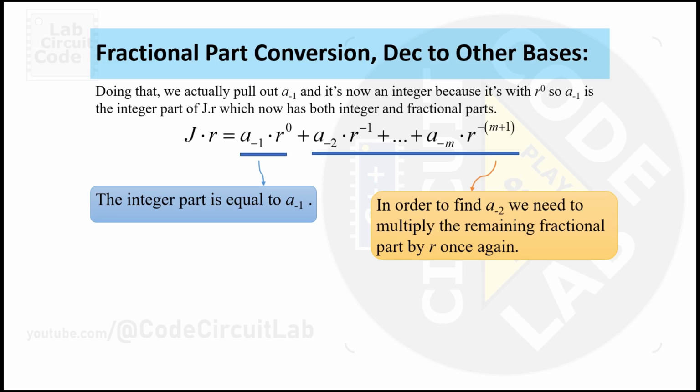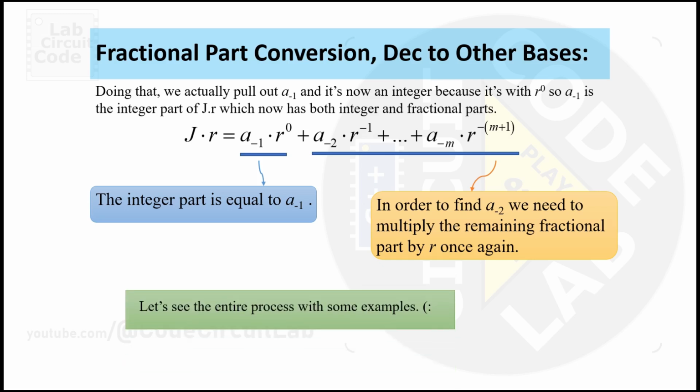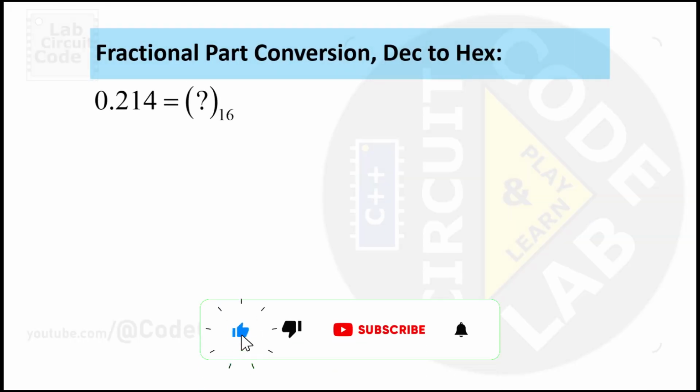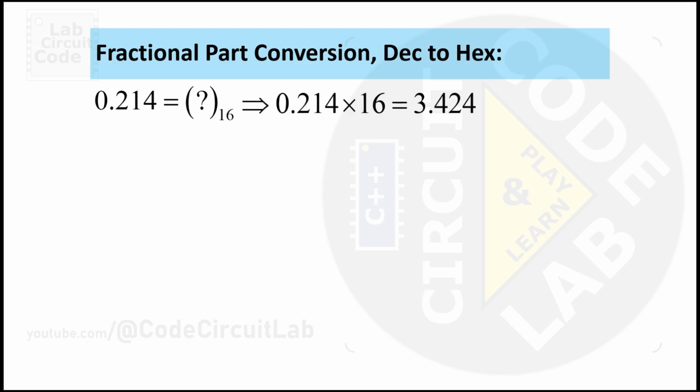In order to find a minus 2, we need to multiply the remaining fraction by r once again. Let's see the entire process with some examples. 0.214 needs to be converted to base 16. What we do first is multiply 0.212 by 16. We get 3.424. So 3 is our a minus 1.